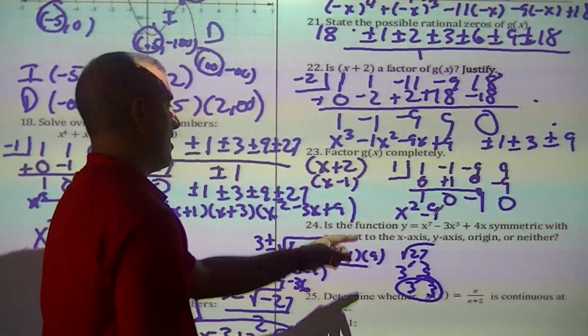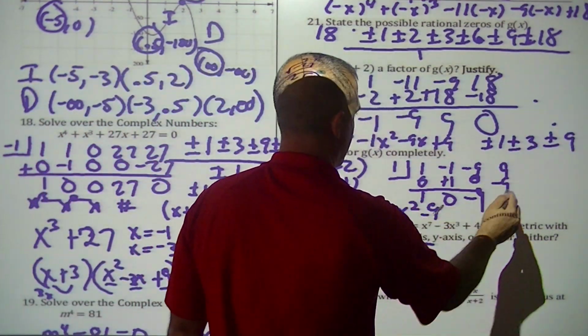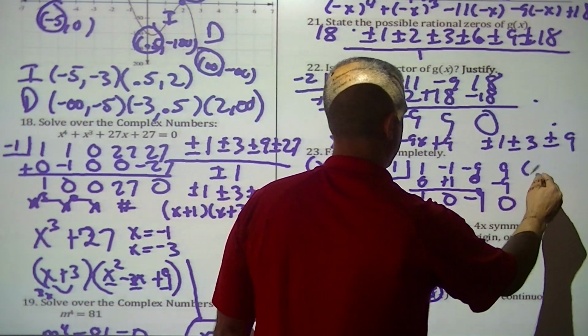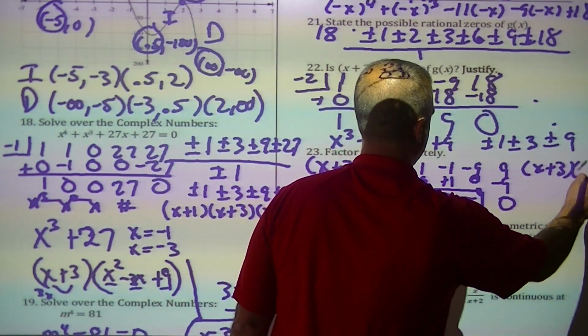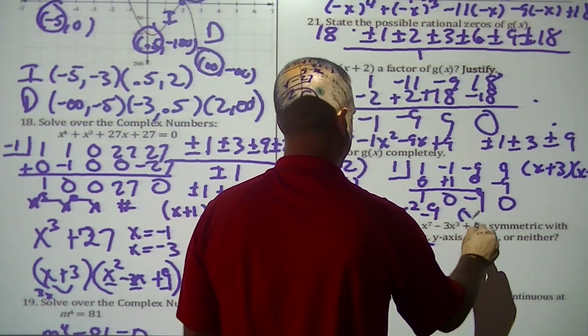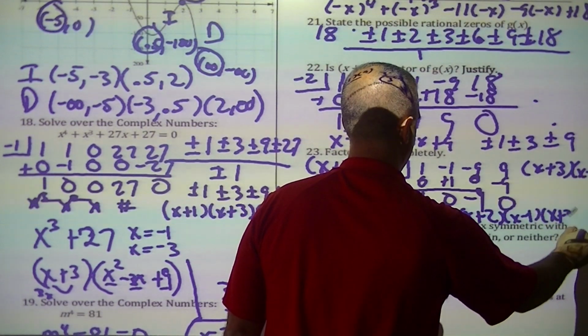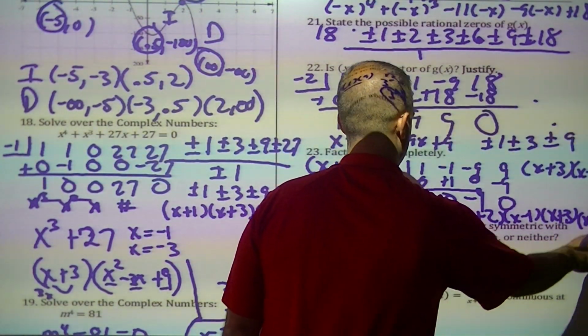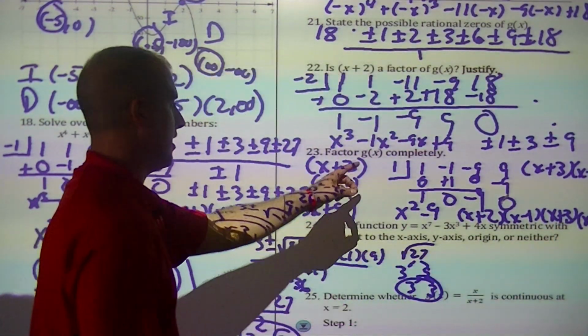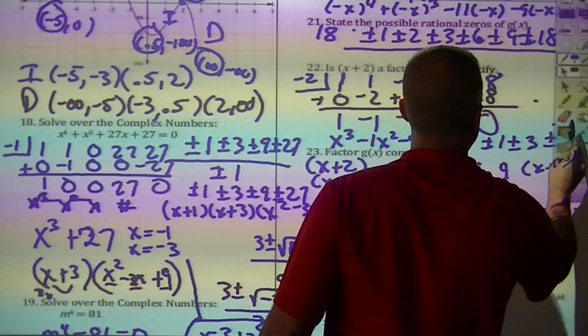So that would be my other factor here. Well, that's pretty simple. That would factor to x plus 3 and x minus 3. So what I got here are my factors. I would have x plus 2, x minus 1, x plus 3, x minus 3. So those would be my factors. And then let me erase some of this.